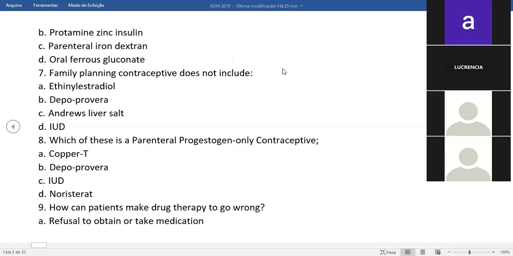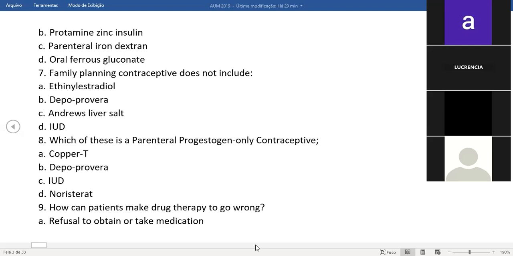Family planning contraceptive does not include... Andrews Liver Salt. Option is C. What is Andrews Liver Salt used for? Constipation. Very good. It contains magnesium salt.